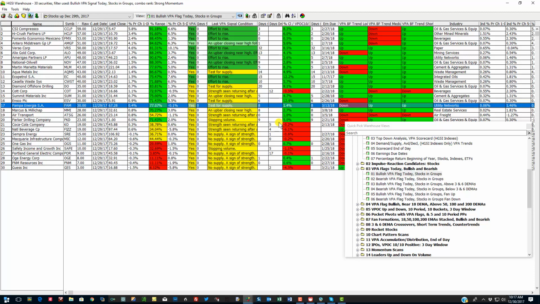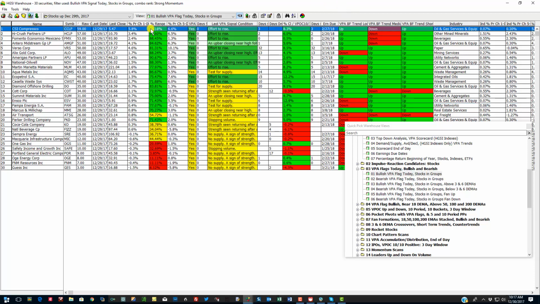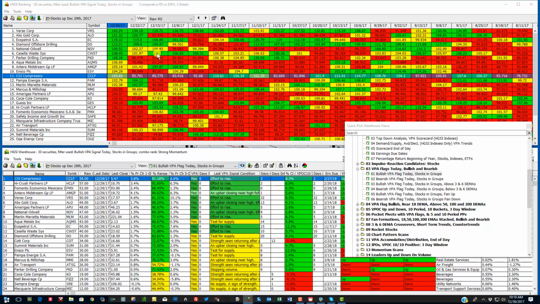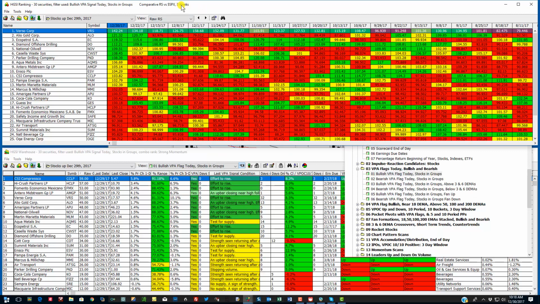Now, if you want to find out quickly which is the strongest stock out of all of these with signals, you can use this tool, the tile ranking and warehouse horizontally, and then depending upon your time period, this one just happens to be versus the S&P over 3 weeks, and you can see that Verso, that stock I looked at first, has outperformed the S&P over the last 3 weeks by 42%. 100 is the base for the S&P, so the number after the 1 shows you the outperformance.